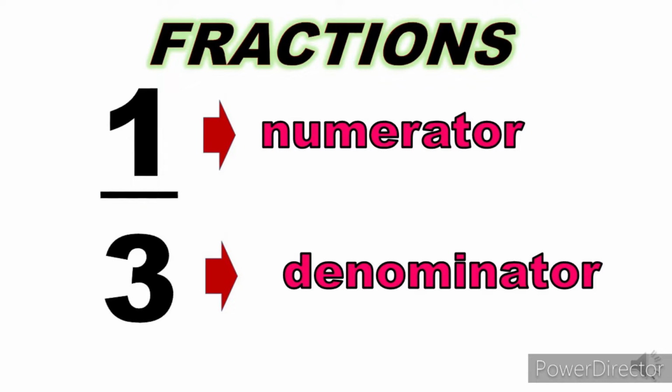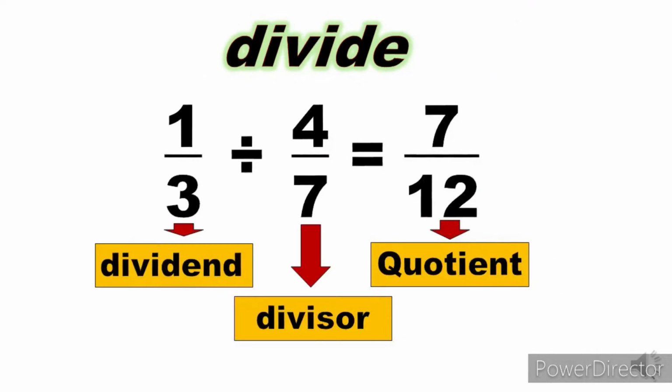Okay, now recall natin yung fraction which is 1/3. 1 is the numerator and 3 is what we call the denominator. Okay, example on how to divide fractions. For example, 1/3 divided by 4/7, it is equal to 7/12. So, 1/3 is what we call the dividend, 4/7 is divisor, and 7/12 is what we call the quotient.